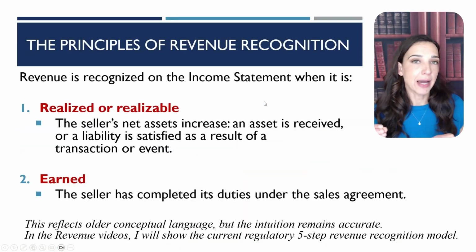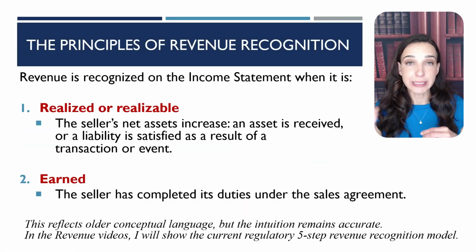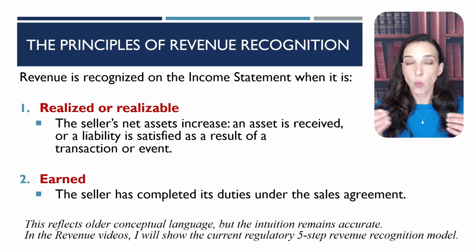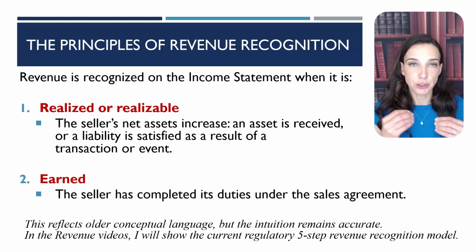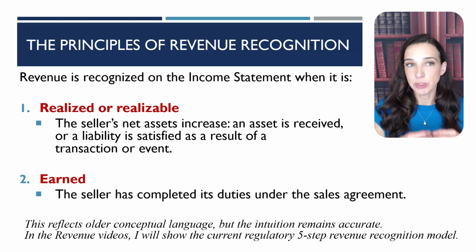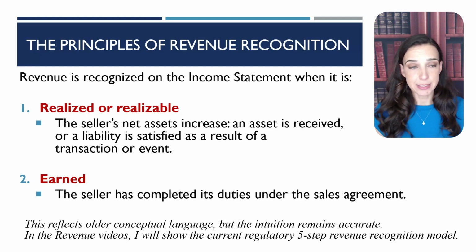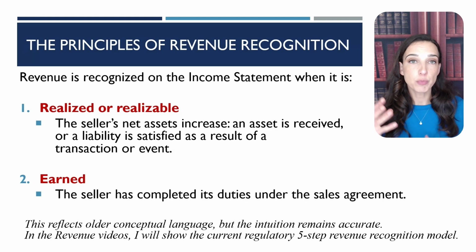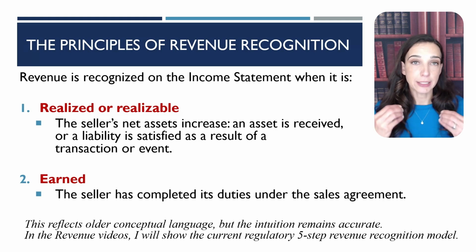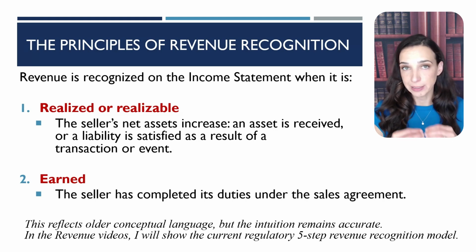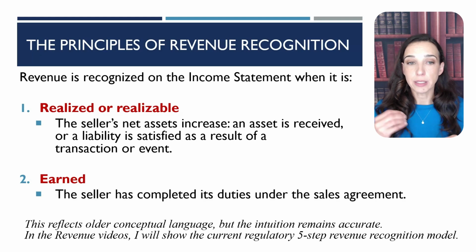If we're not tied to the receipt and payment of cash, what are going to be the driving factors that determine when we put something onto the income statement? So let's talk about revenues first, and then we're going to talk about expenses. For revenues, we have two primary questions that need to be true in order for us to recognize revenue. First of all, we need to have a revenue that's realized or realizable.